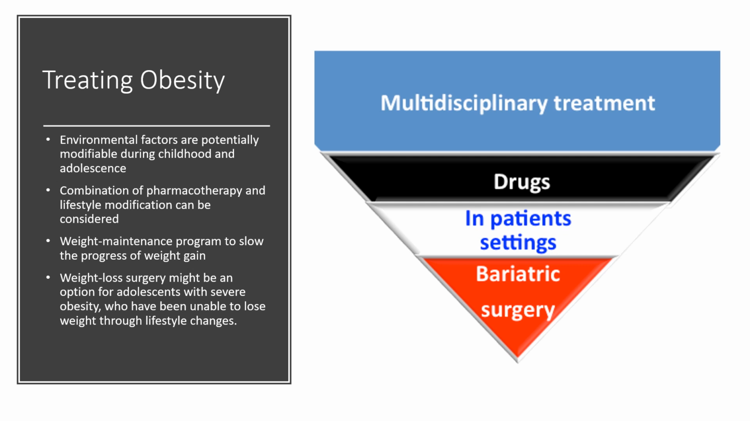As discussed previously, a variety of mechanisms contribute to weight regulation and the development of obesity in children. Different treatments for obesity include environmental factors that are potentially modifiable during childhood and adolescence. Using a combination of different medications and lifestyle modifications can be considered. Weight maintenance programs to slow the progress of weight gain and weight loss surgery might be an option for adolescents with severe obesity who have been unable to lose weight through lifestyle changes.